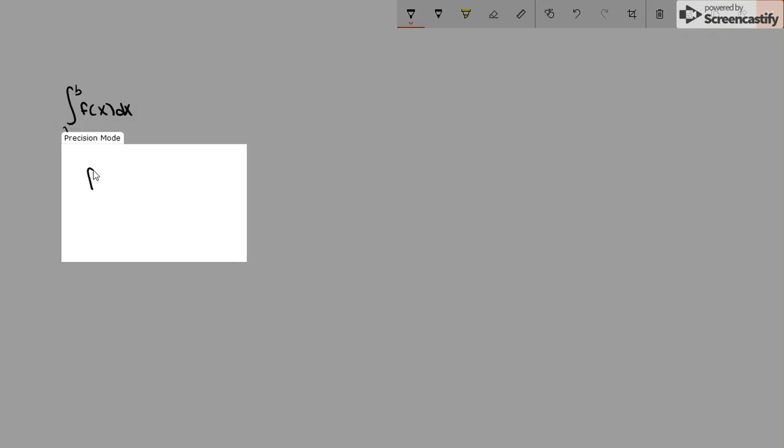So let's say we have the integral, right? Let's keep it simple. 0 to 1. Keep it very simple. Of 4x cubed plus 6x squared minus 2x plus 1 dx. I like to put this in parentheses just to keep it neat.